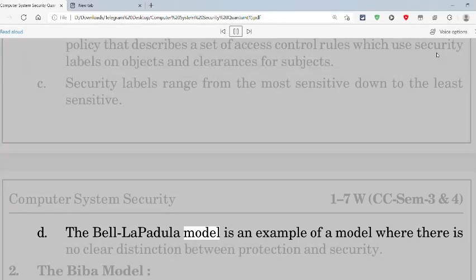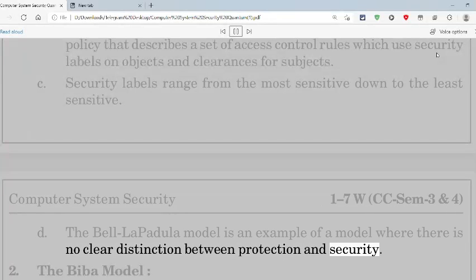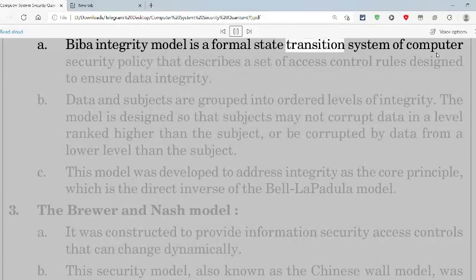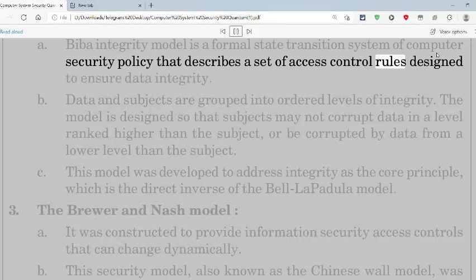D. The Bell-LaPadula model is an example of a model where there is no clear distinction between protection and security. 2. The BIBA model, a BIBA integrity model, is a formal state transition system of computer security policy that describes a set of access control rules designed to ensure data integrity.